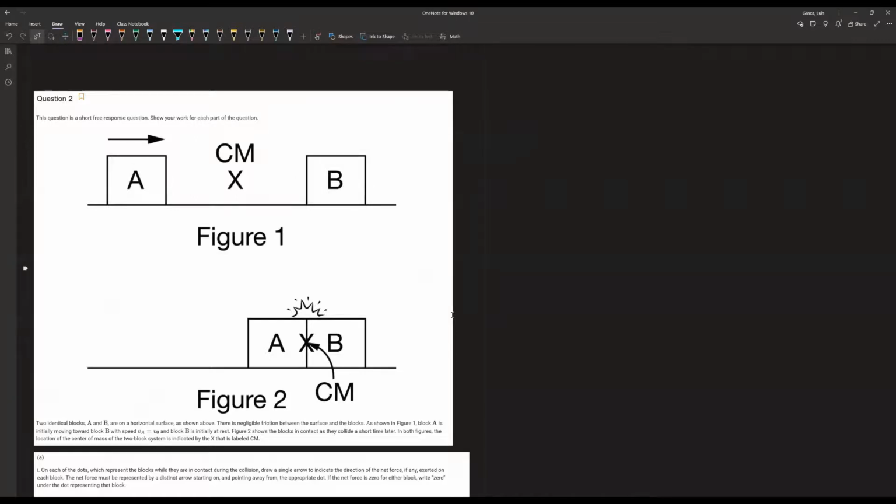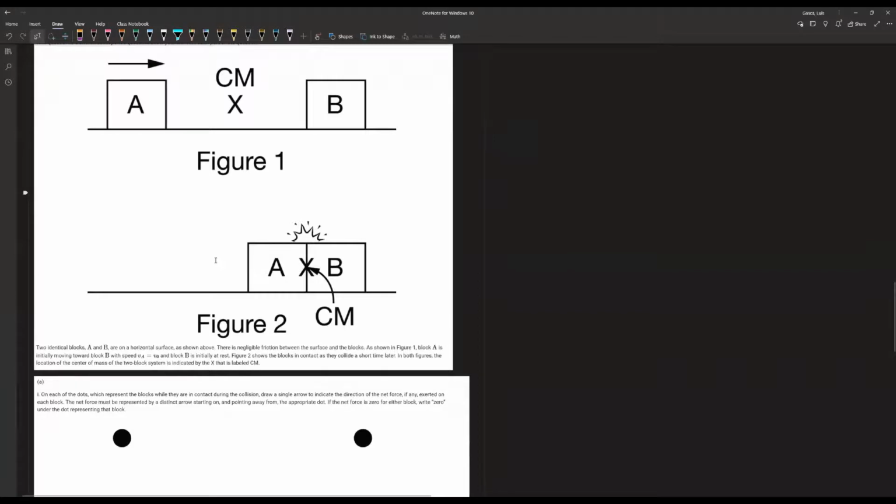So this is a short free response. It should hopefully go by a little bit quicker. Two identical blocks A and B are on a horizontal surface as shown above. There is negligible friction between the blocks and the surface that the blocks slide on.